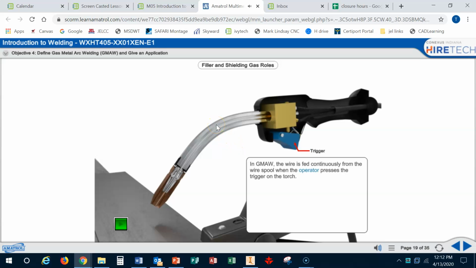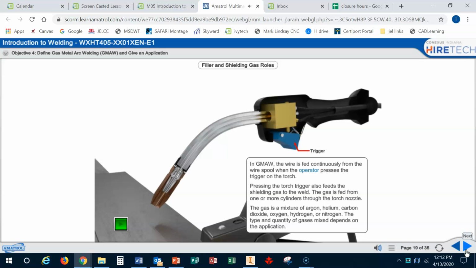In GMAW, the wire is fed continuously from the wire spool when the operator presses the trigger on the torch. Pressing the torch trigger also feeds the shielding gas to the weld. The gas is fed from one or more cylinders through the torch nozzle. The gas is a mixture of argon, helium, carbon dioxide, oxygen, hydrogen, or nitrogen. The type and quantity of gases mixed depends on the application.